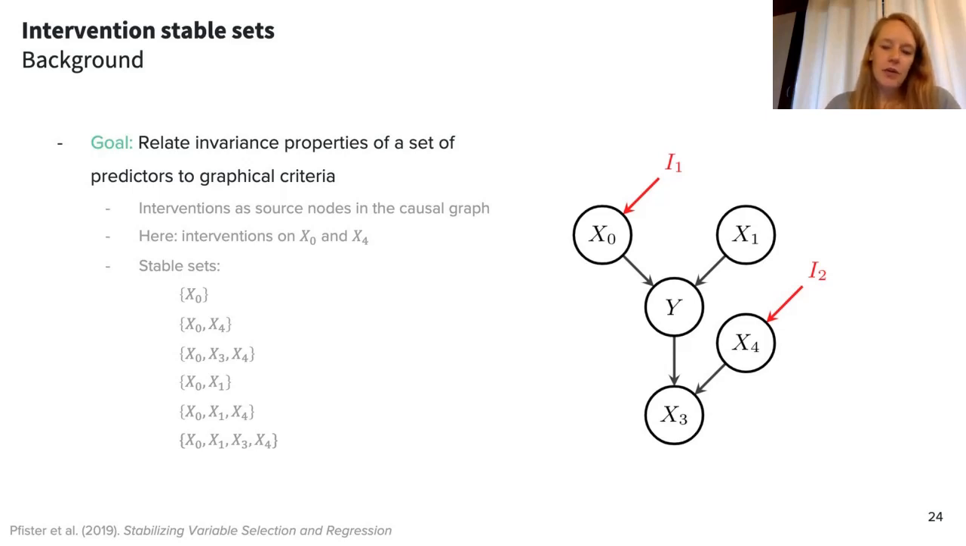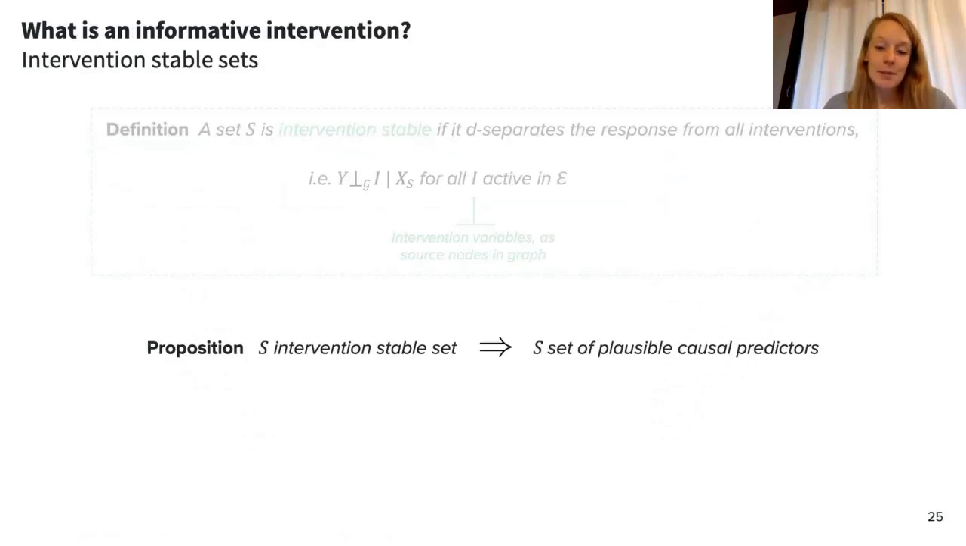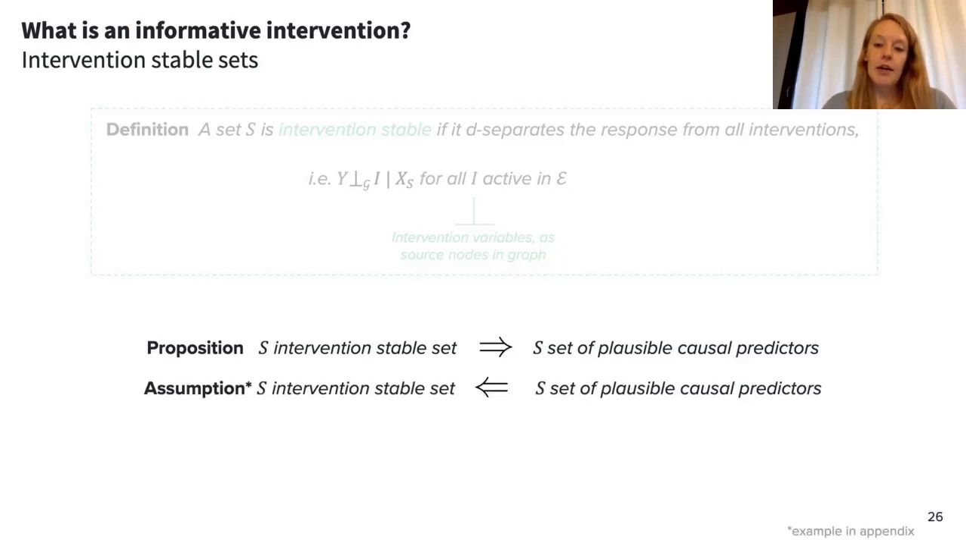Now the question is, what do these intervention stable sets have to do with ICP? It turns out that an intervention stable set is a set of plausible causal predictors. To remind you, if we condition on these variables, the corresponding conditional distribution will be invariant across the environments. But we just have the implication in this direction and not the other way around. The other direction, that a set of plausible causal predictors is an intervention stable set, is an assumption we have to make. But violations of this assumption are quite rare. They only happen for very particular values of the causal model, and hence this assumption is not too strong to make. It's somewhat similar to the faithfulness assumption, if you're familiar with that.